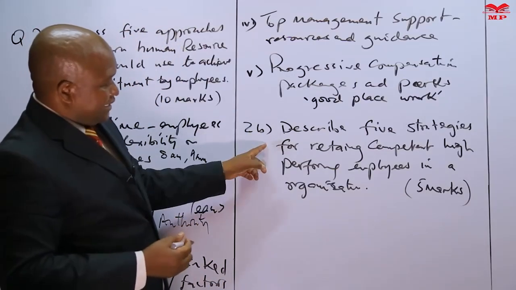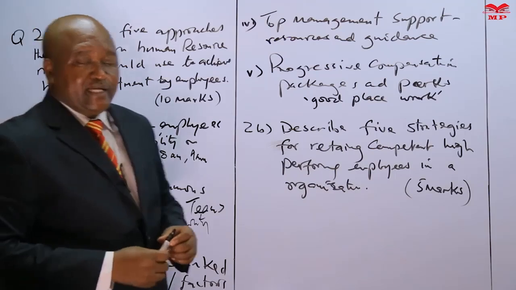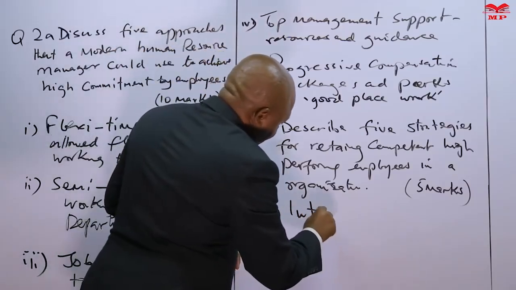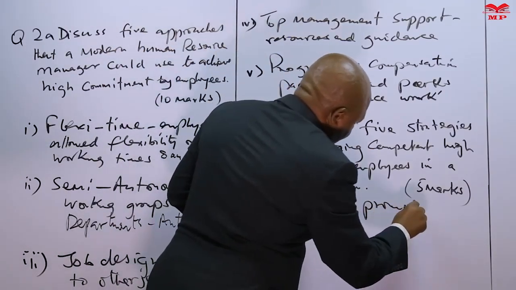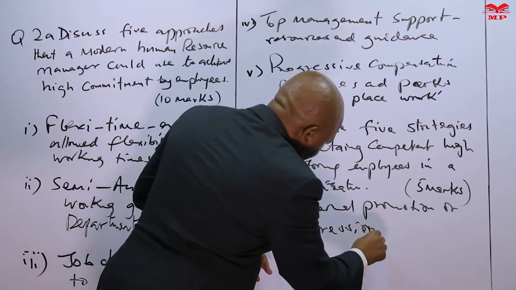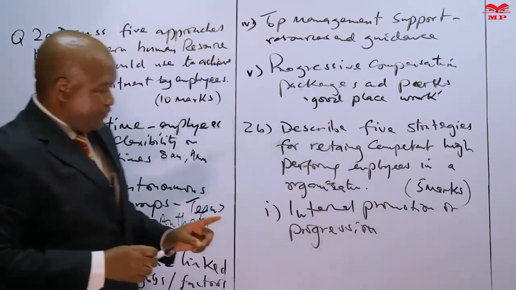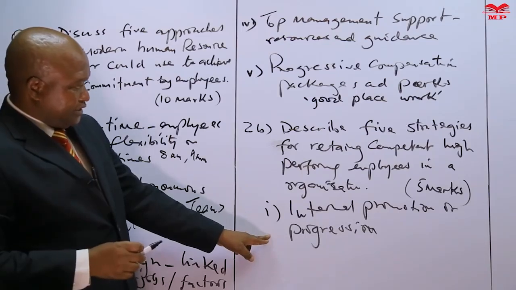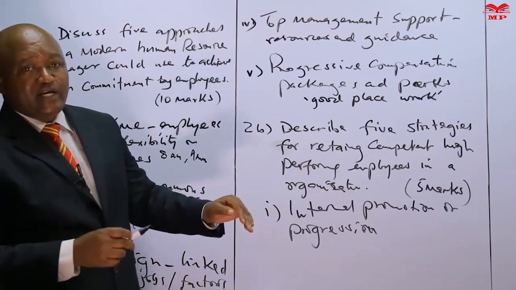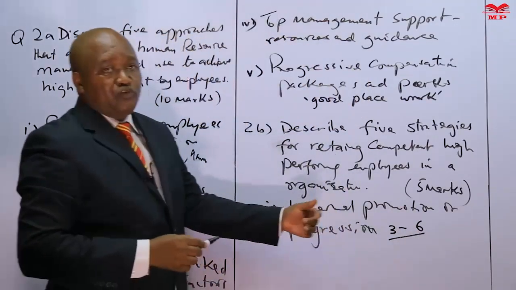So the question required the candidate to describe 5 strategies for retaining competent and high-performing employees in a given organization. One of the strategies that could be adopted is internal promotion opportunities or progression. Employees who have been in an organization for a given period of time, who are competent and high performing, could be retained if there are opportunities for growth, such that an employee is able to move from one grade to another, so that within, let's say, 3 to 6 years, an employee could have moved 2 to 3 grades.